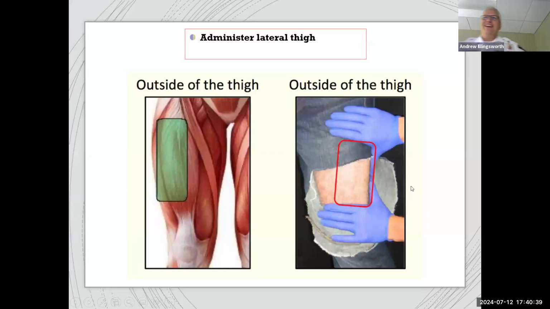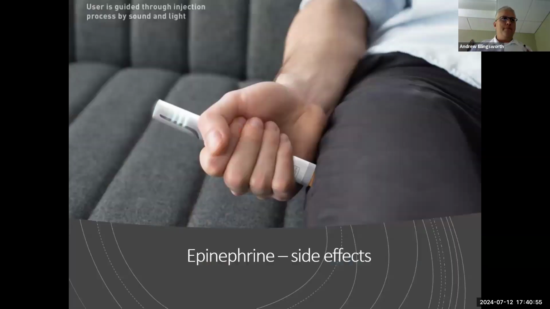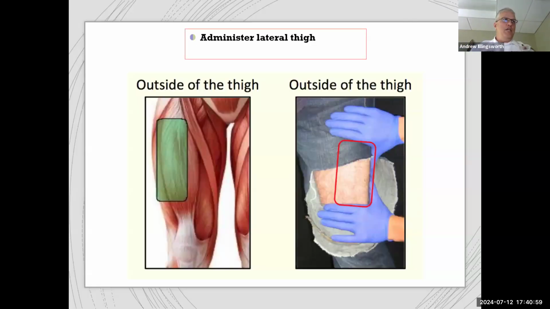All right. So when you're doing it, you're going to administer on the lateral thigh. Remember anatomical position. Towards the outside, that's lateral. Towards the inside, that's medial. So on the lateral thigh, just like you see in the picture there. That's where you do it. Big, huge muscle to go in. You're going to go in there.